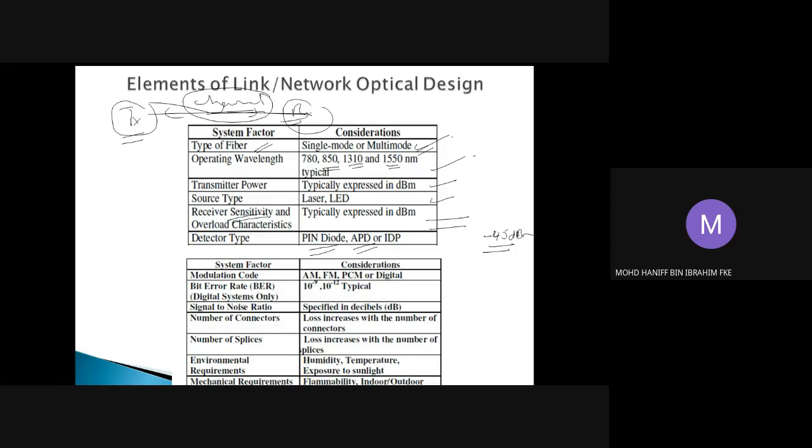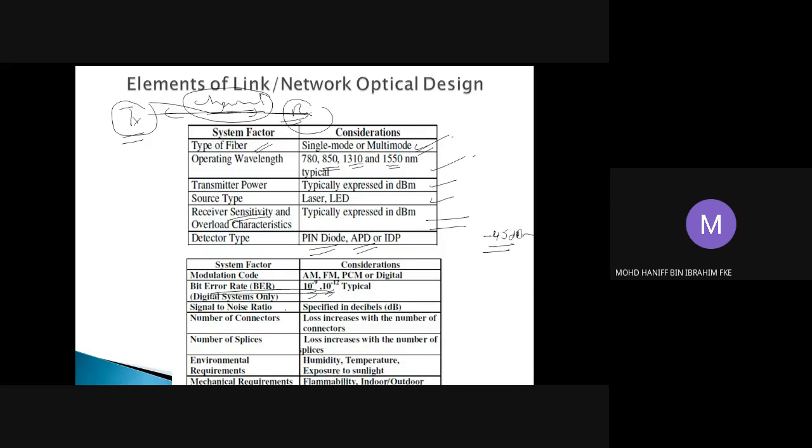This is more towards the modulation code, whether you want to use AM, FM, PCM, or digital modulation code. Whether you want to use NRZ, the non-return to zero, then RZ, and just the coding and so on. And for the bit error rate, you have to choose whether you want to use 10 to the -9 or 10 to the -12, which depends on the signal to noise ratio that you want to maintain in your system, because bit error rate and SNR are interrelated.